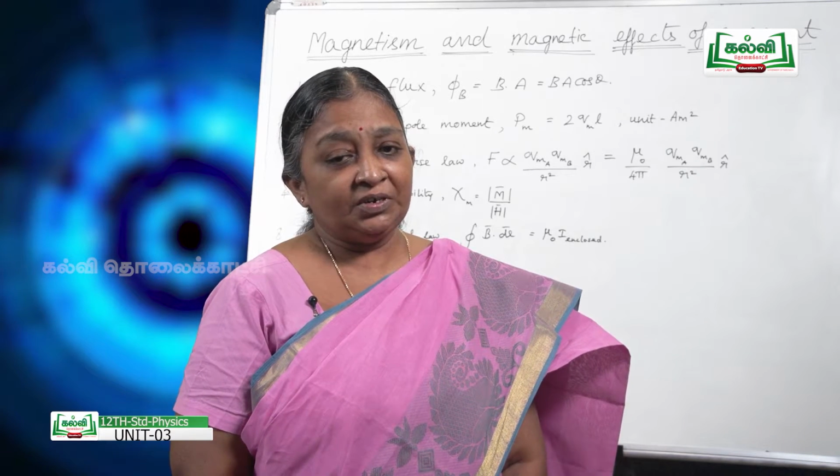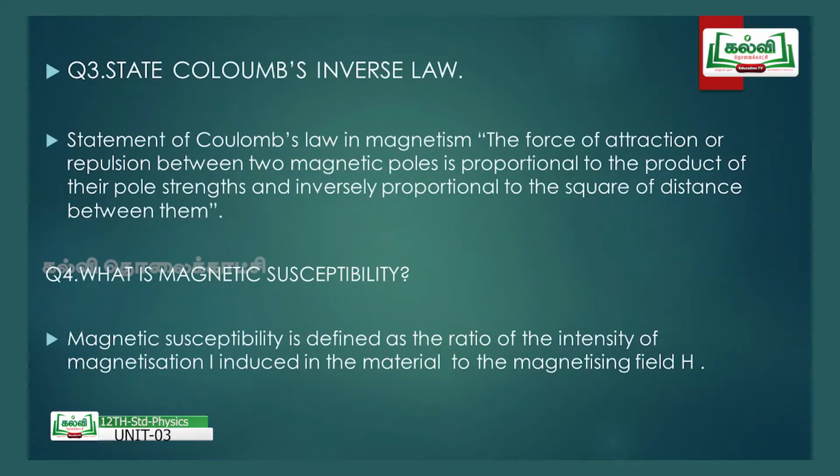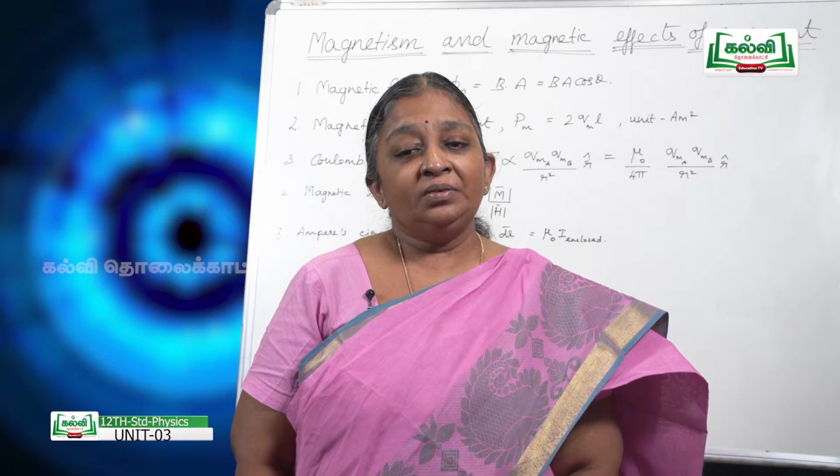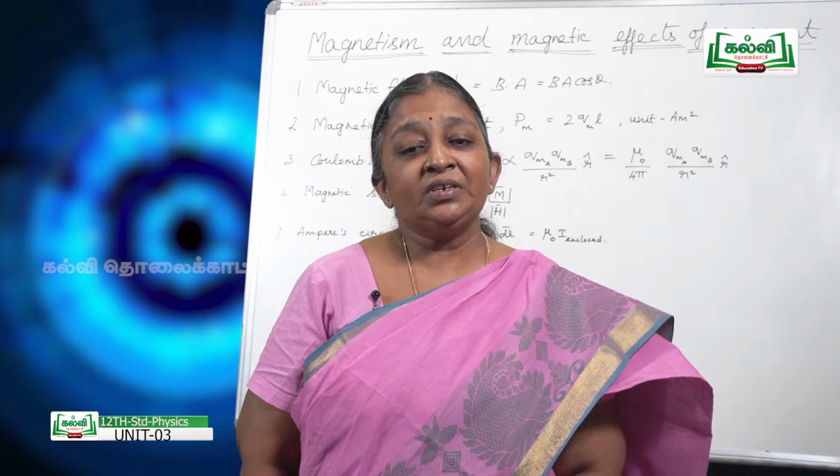Now, the third one is Coulomb's inverse square law. It is also a similar one which you can compare and study with electrostatics. What is the statement? The force of attraction or repulsion between two magnetic poles is proportional to the product of their pole strengths and inversely proportional to the square of the distance between them. This is the statement. All the words should be there, and if you miss any word, you will lose marks.